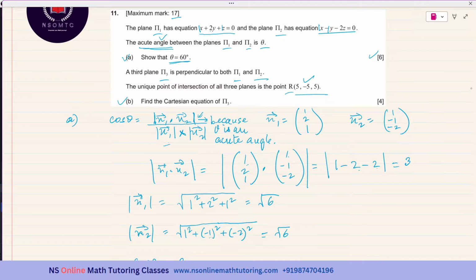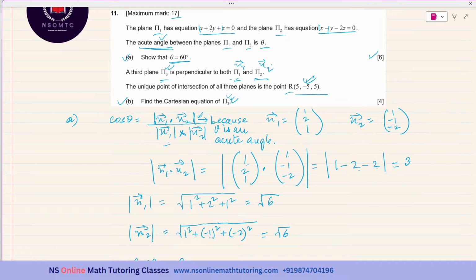So clearly this point R is on the plane pi 3, and now we have to find the normal vector to this plane pi 3. Since pi 3 is perpendicular to both pi 1 and pi 2, the normal to pi 3 will be perpendicular to n1, that is normal to pi 1, and n2, that is normal to pi 2. Okay, so n3 will be perpendicular to both n1 and n2.